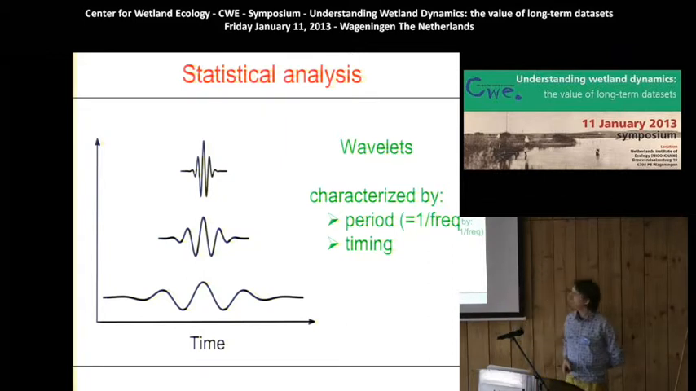And what we do is we use a technique that's called wavelet analysis. And wavelets are local waves. It's actually a sine function, but the sine function is localized. It only occurs during this time frame. It doesn't occur here, it doesn't occur here. So wavelets are characterized by two things. They're characterized by how fast they fluctuate, so by the period, or by the inverse of the period, the frequency, and they're characterized by the timing. When does this wavelet occur? Well, in this case, it occurs at this point in time.